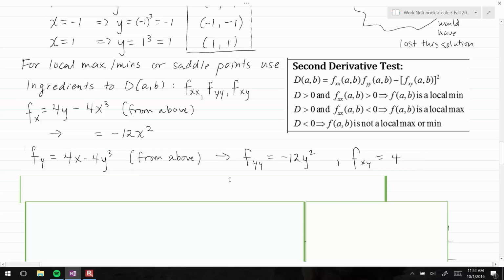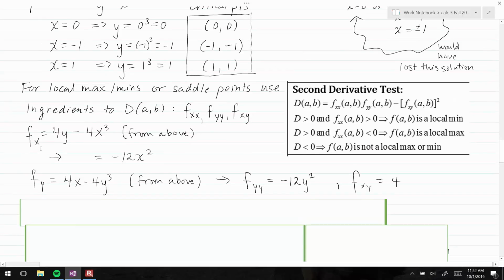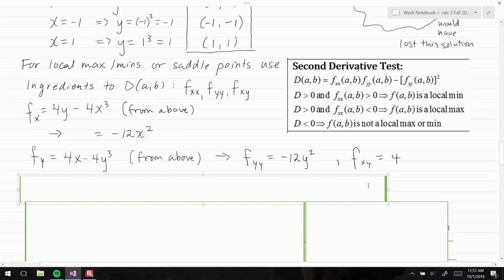Do the partial with respect to y. Again, I think I'm missing the prime there. Yep, so I'll throw that in. Oh no, it's there. Sorry. F sub y. Thinking of 2D land. So the partial with respect to y, take that partial with respect to y again, you get -12y squared. And then we do need the one from partial with respect to x, then y, or vice versa. Either way, you get 4.